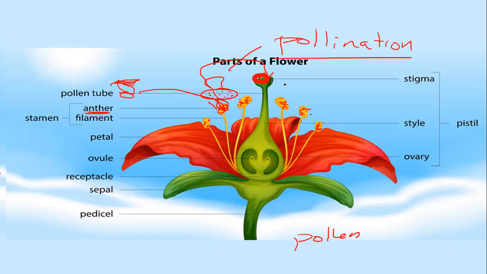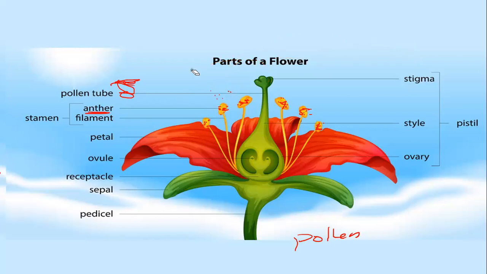Pollination is the transfer of pollen grains to the stigma. That's the first process, the first step, when the pollen grain lands on the stigma. Okay? The pollen grain lands on the stigma.